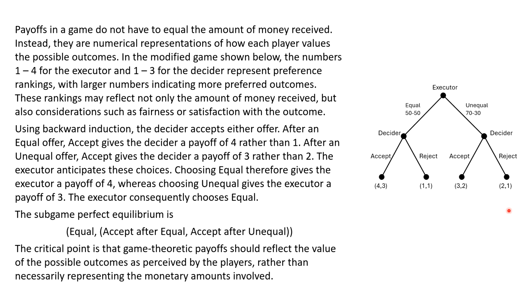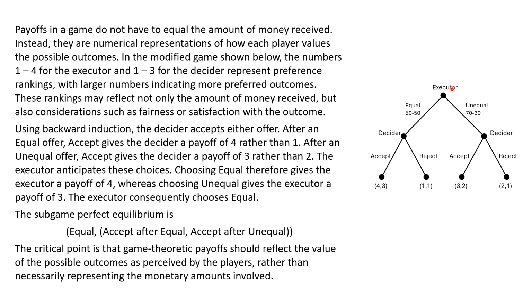I have one last example in this lesson. Payoffs in a game do not have to equal the amount of money received. Instead, they are numerical representations of how each player values the possible outcomes. So that's what I have here. These are just values relative to the decider and the executor. In the modified game shown below, the numbers 1 to 4 for the executor and 1 to 3 for the decider represent preference rankings, with larger numbers indicating more preferred outcomes.